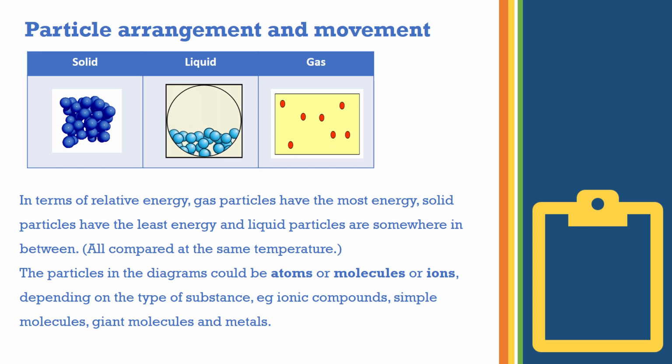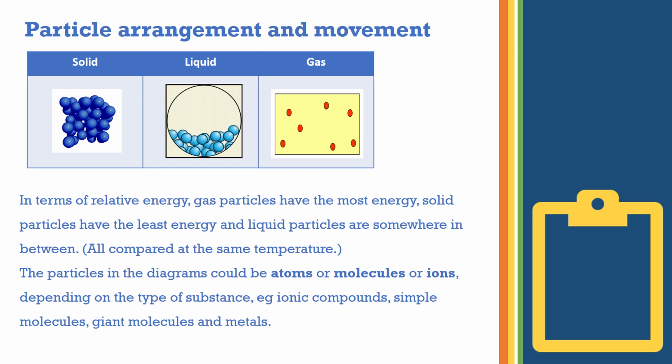Particle arrangement and movement. In terms of relative energy, gas particles have the most energy, solid particles have the least energy, and liquid particles are somewhere in between. You need to compare all of these at the same temperature, because temperature provides energy, and if you're considering the three states of matter at different temperatures, then the comparison will not be valid, because at different temperatures, all the molecules are going to behave in a different way, right? The states are going to be different.